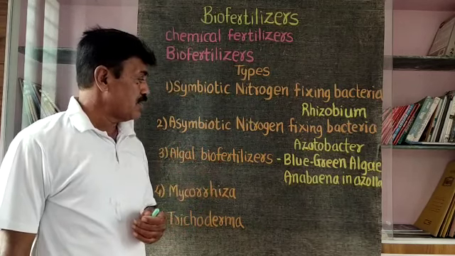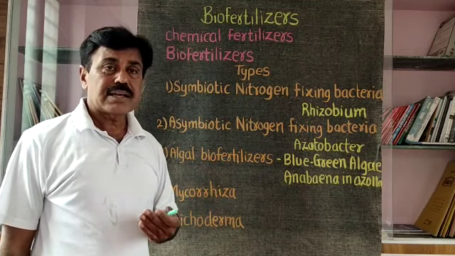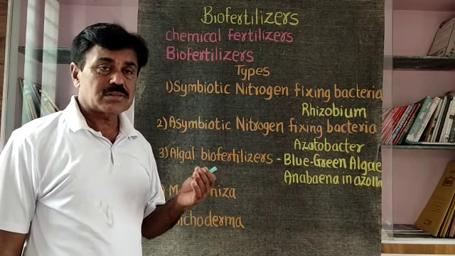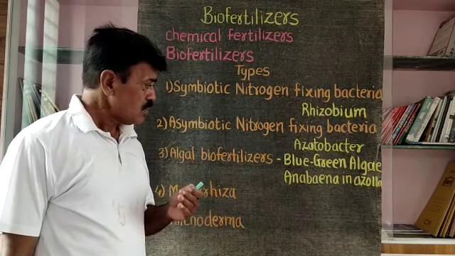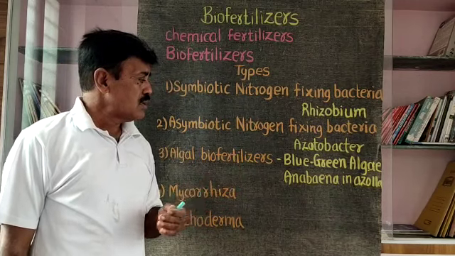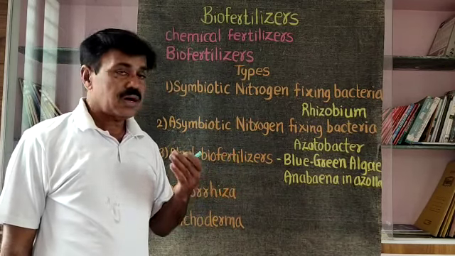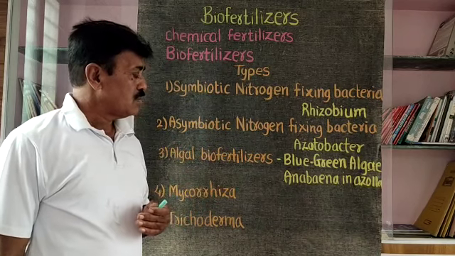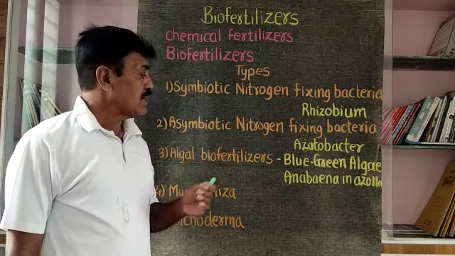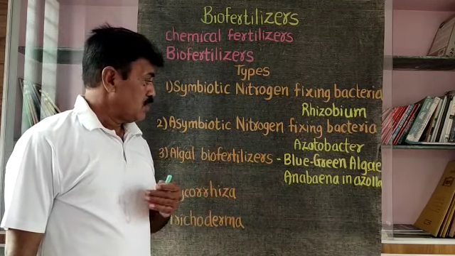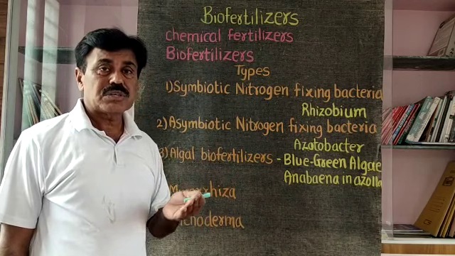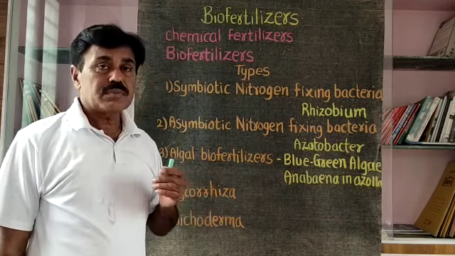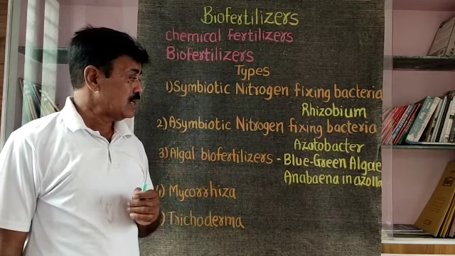Then third, that is algal biofertilizers. Algal biofertilizers are mainly the blue-green algae. These blue-green algae develop sometimes in fresh water, sometimes in saline water. The freshwater blue-green algae like nostoc, anabena, oscillatoria are some blue-green algae responsible for fixation of atmospheric nitrogen into nitrate forms with the help of a special organ present in the blue-green algae, that is called heterocyst.